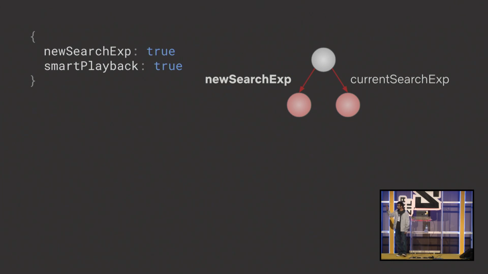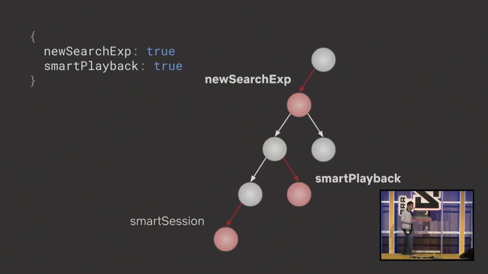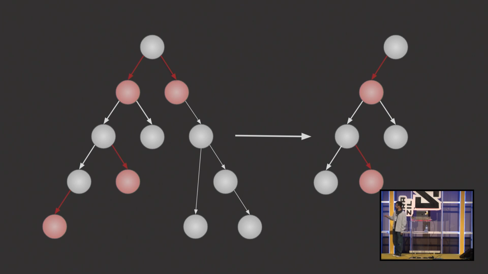In this case, the new search experience is true, so it moves down that path, and it will only stop once it again reaches a conditional edge. So at this moment, you have two different conditional edges. One is smart playback, and the other is smart session. And we can see in the list of experiences that can be unlocked, you can unlock smart playback. So the resolution logic ignores smart session, and it includes smart playback. The whole dependency graph has now been shortened into a much smaller graph, and this is what we use to bundle up and create the package and deliver.